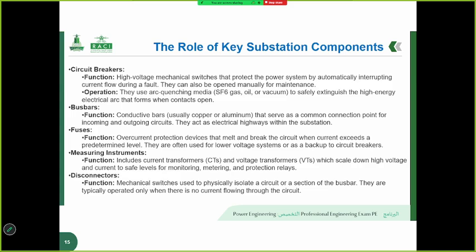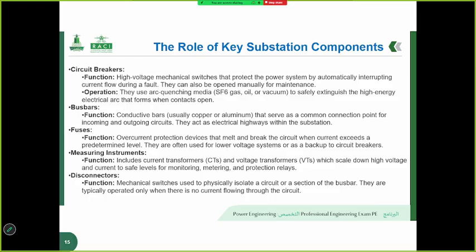Circuit breakers are high voltage mechanical switches designed for both protection and control. Their primary function is to automatically interrupt the flow of current in the event of a fault, for example, a short circuit or overcurrent. They can also be opened and closed manually for routine maintenance or system reconfiguration.